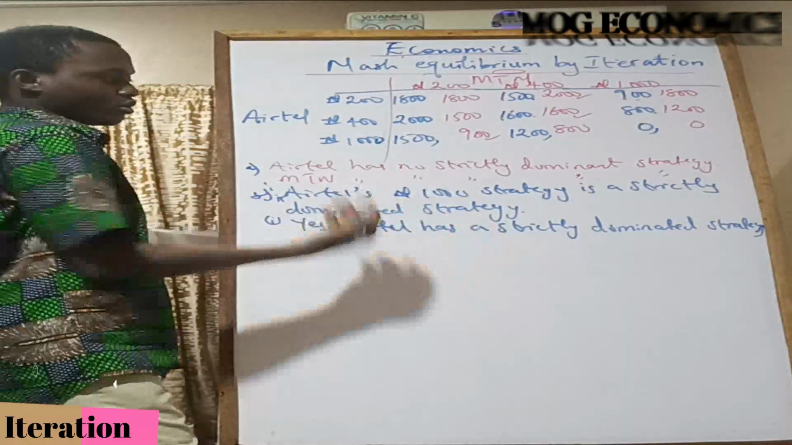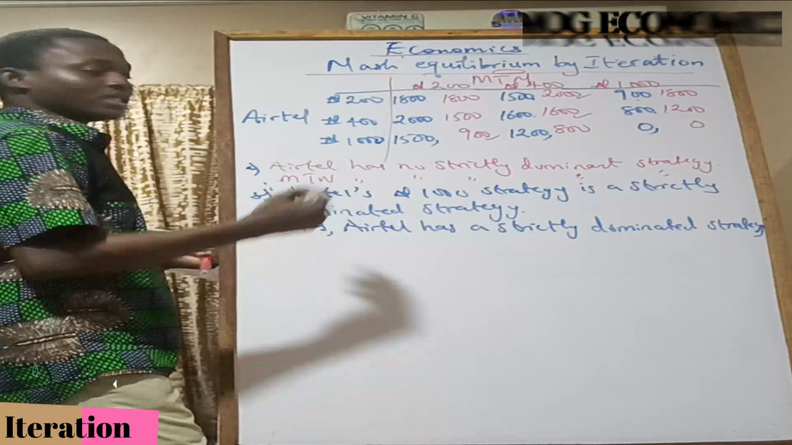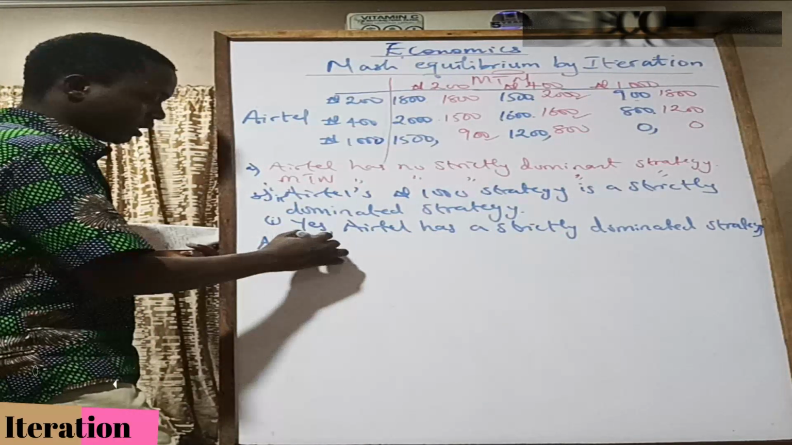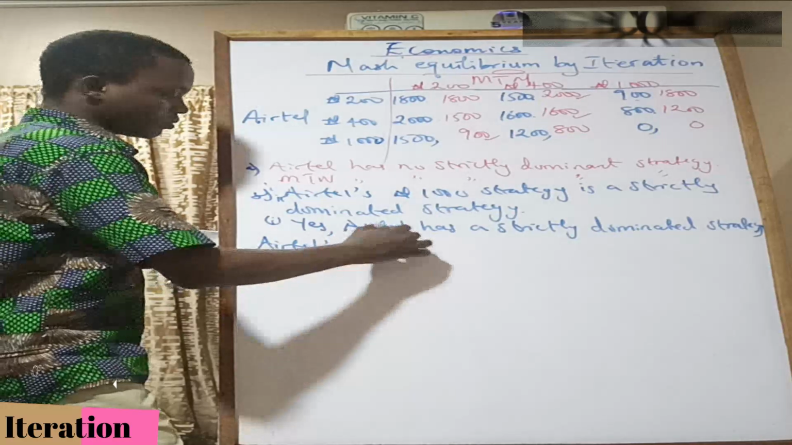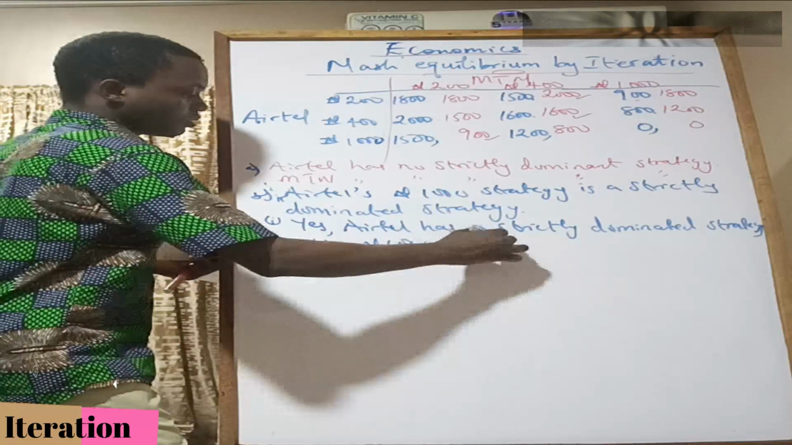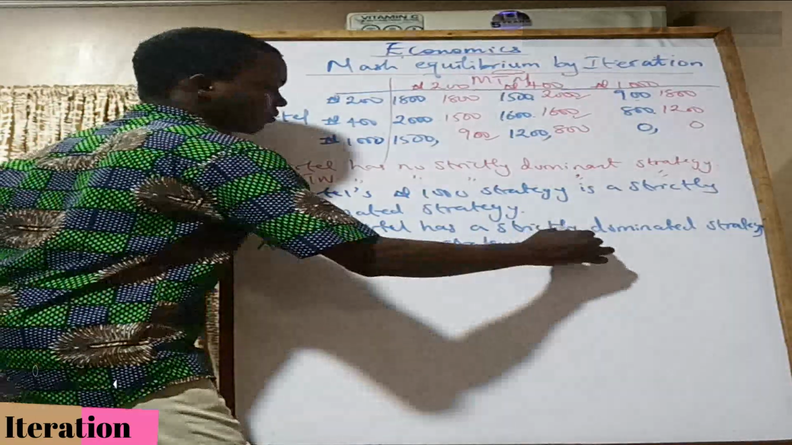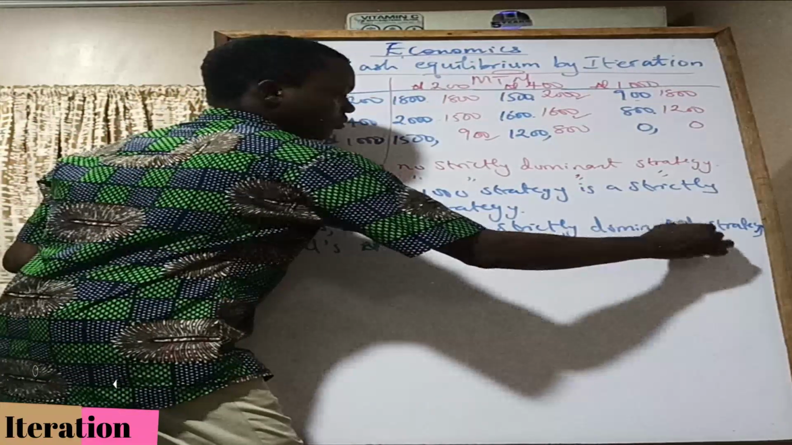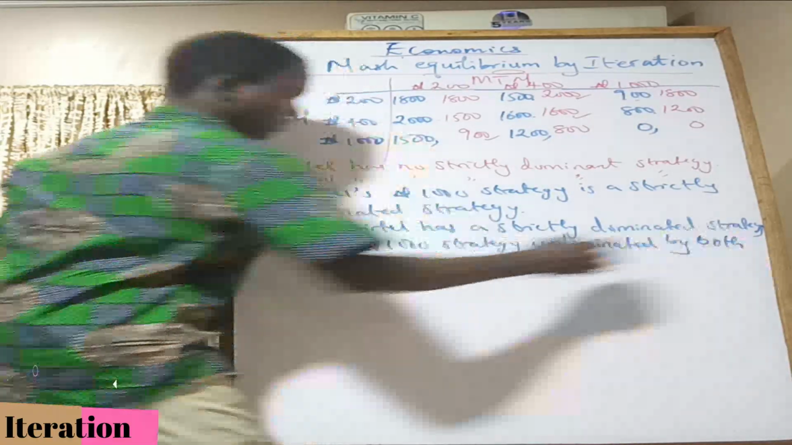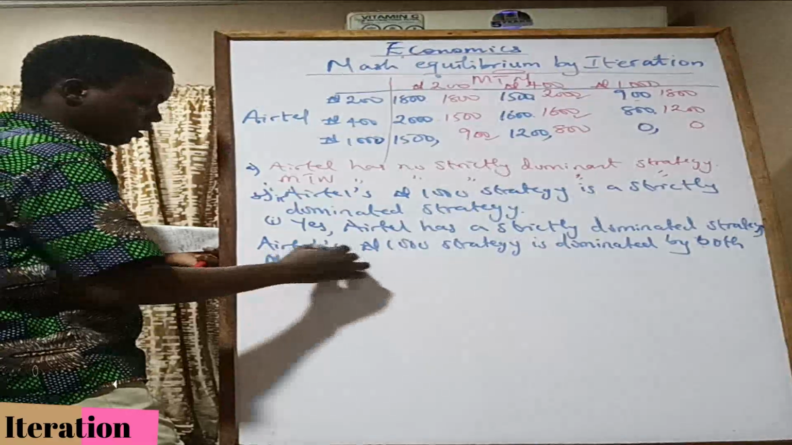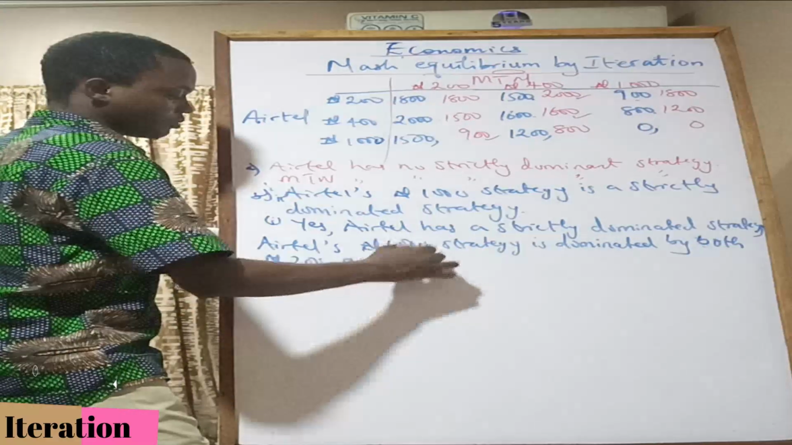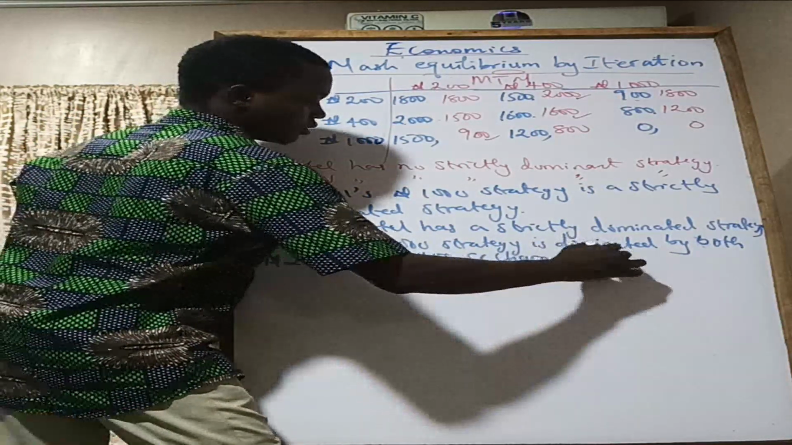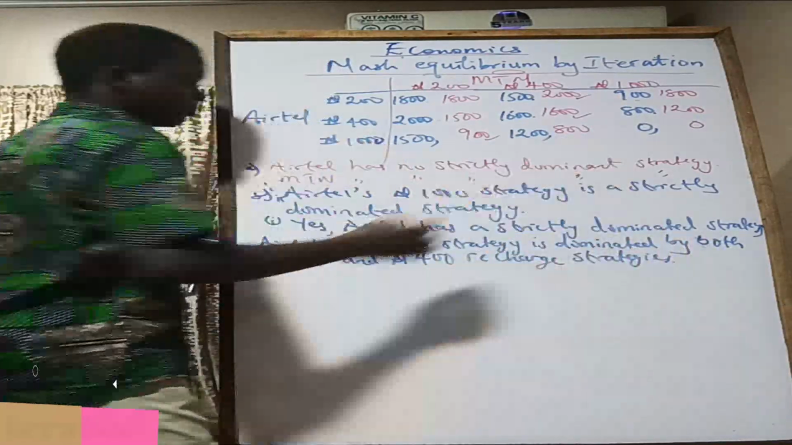All right. So we know that Airtel's 1000 naira strategy is a strictly dominated strategy. Then it is dominated by both the 200 naira and 400 naira recharge card strategies. So two of them are the ones that are really dominating this one. Now let us look at MTN.